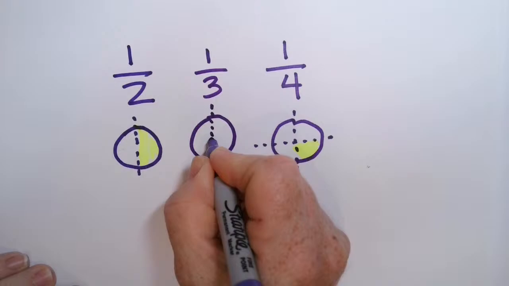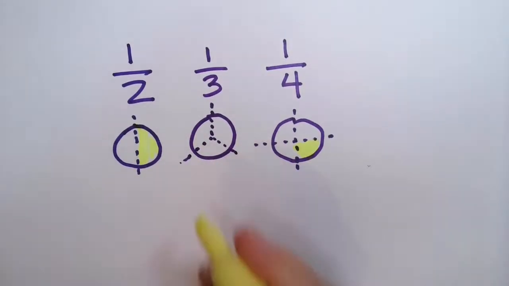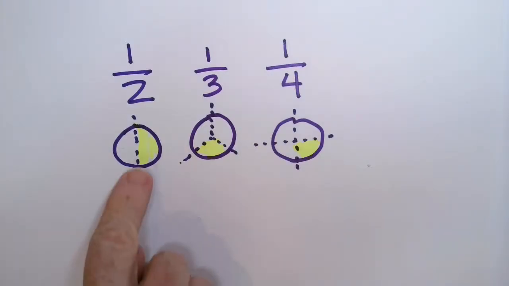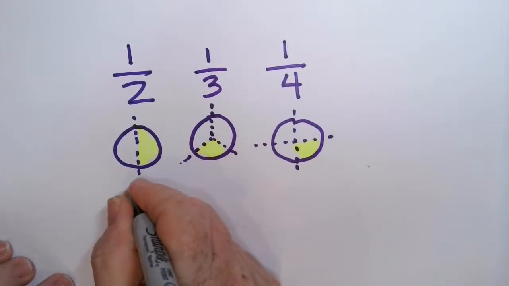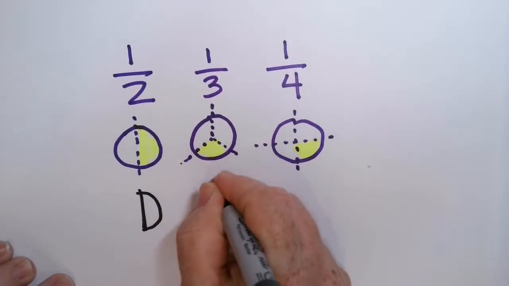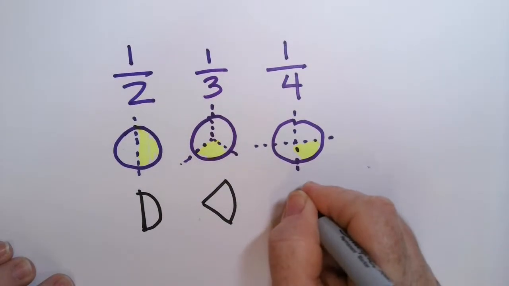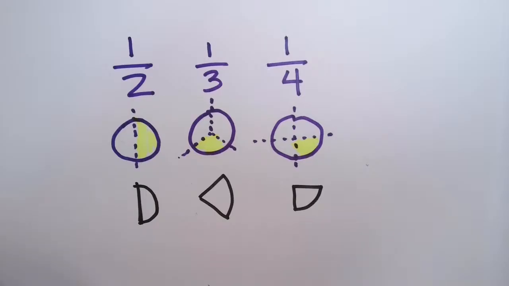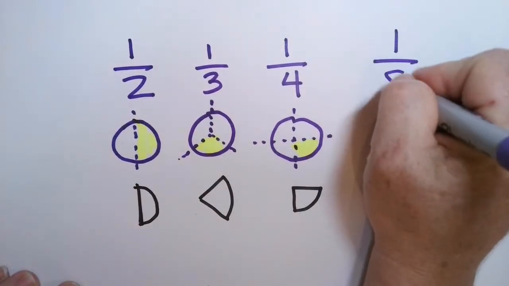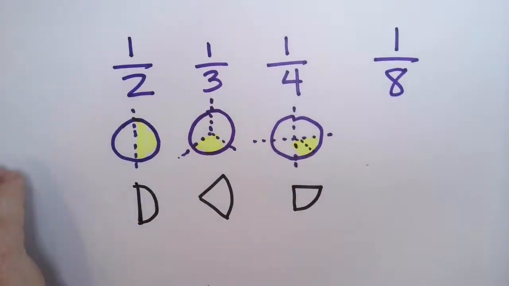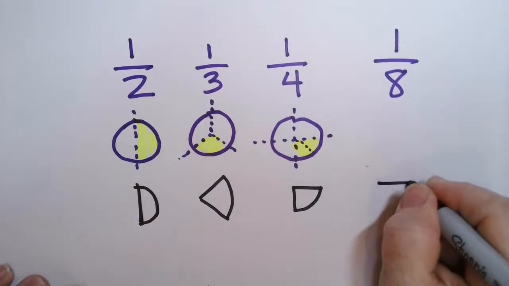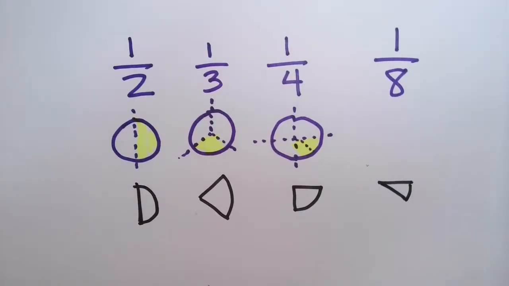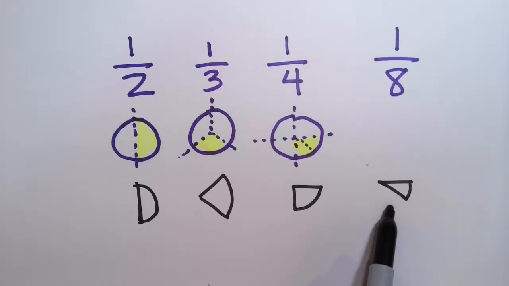Okay, so this section looks a little bit different. So notice the half piece is going to look like this. The third piece is going to look like that, but the quarter piece looks like that. And it keeps getting smaller and smaller, right? If I have an eighth, I'm going to divide that one in half, and it's going to look like that. So the more friends we share with, the less of a pie that we get. So as the denominator gets larger, the size of our piece is smaller and smaller. Okay, good so far?